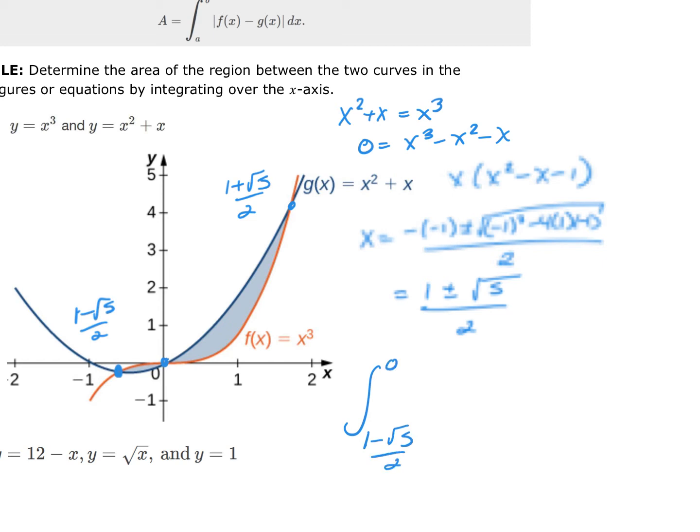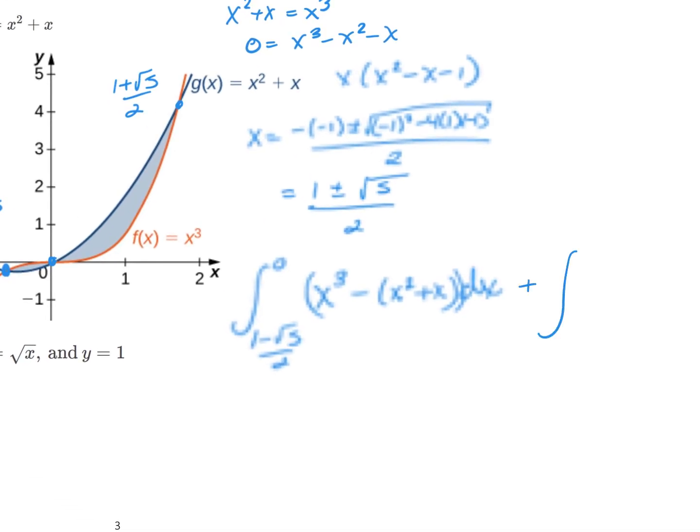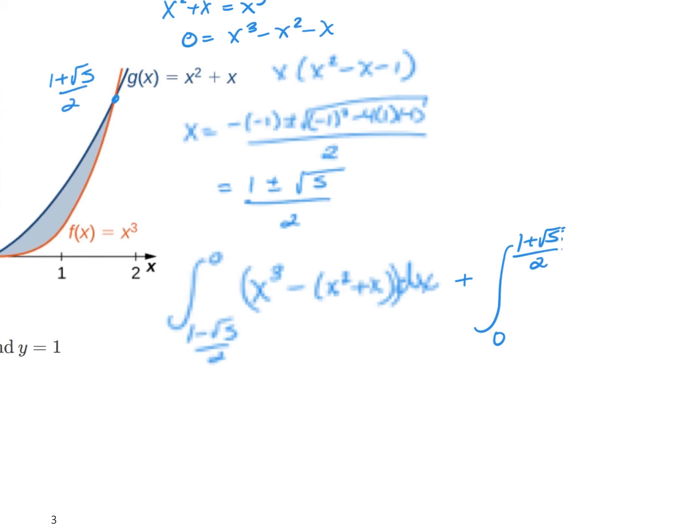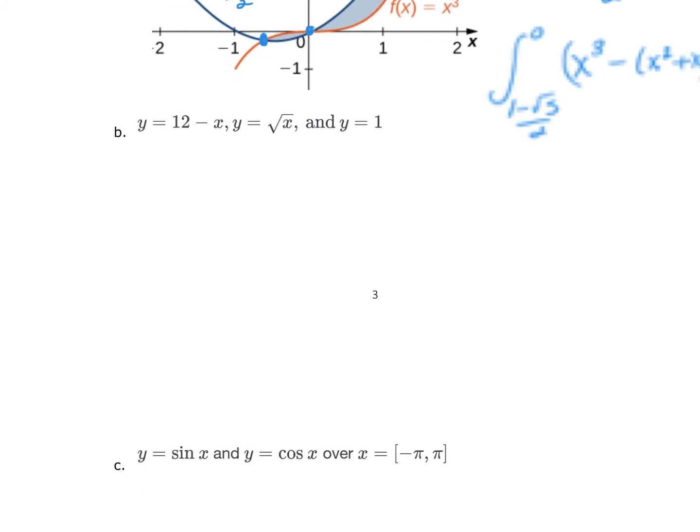And so I would integrate this starting with 1 minus the square root of 5 over 2 to 0. And in this region, the x to the third is the upper function, and so it would be minus the x squared plus x, dx. And then I would have plus the integral from 0 to 1 plus the square root of 5 over 2. And in this region, the upper function is the x squared plus x. The lower function is x to the third, dx. And after that, it's not too bad of an integration, so I'll leave you to it.